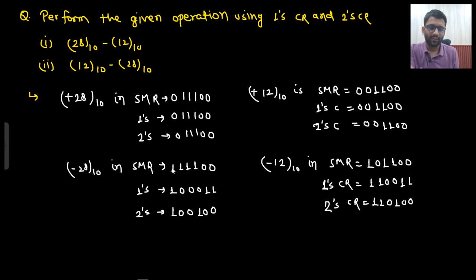For minus 28, the first bit will be 1, and the rest is the magnitude bits. If you take the 1's complement, what will you do? Complement each bit, and the sign bit will remain as it is. Here also the sign bit will remain as it is. We will start from here, 0 0 1.